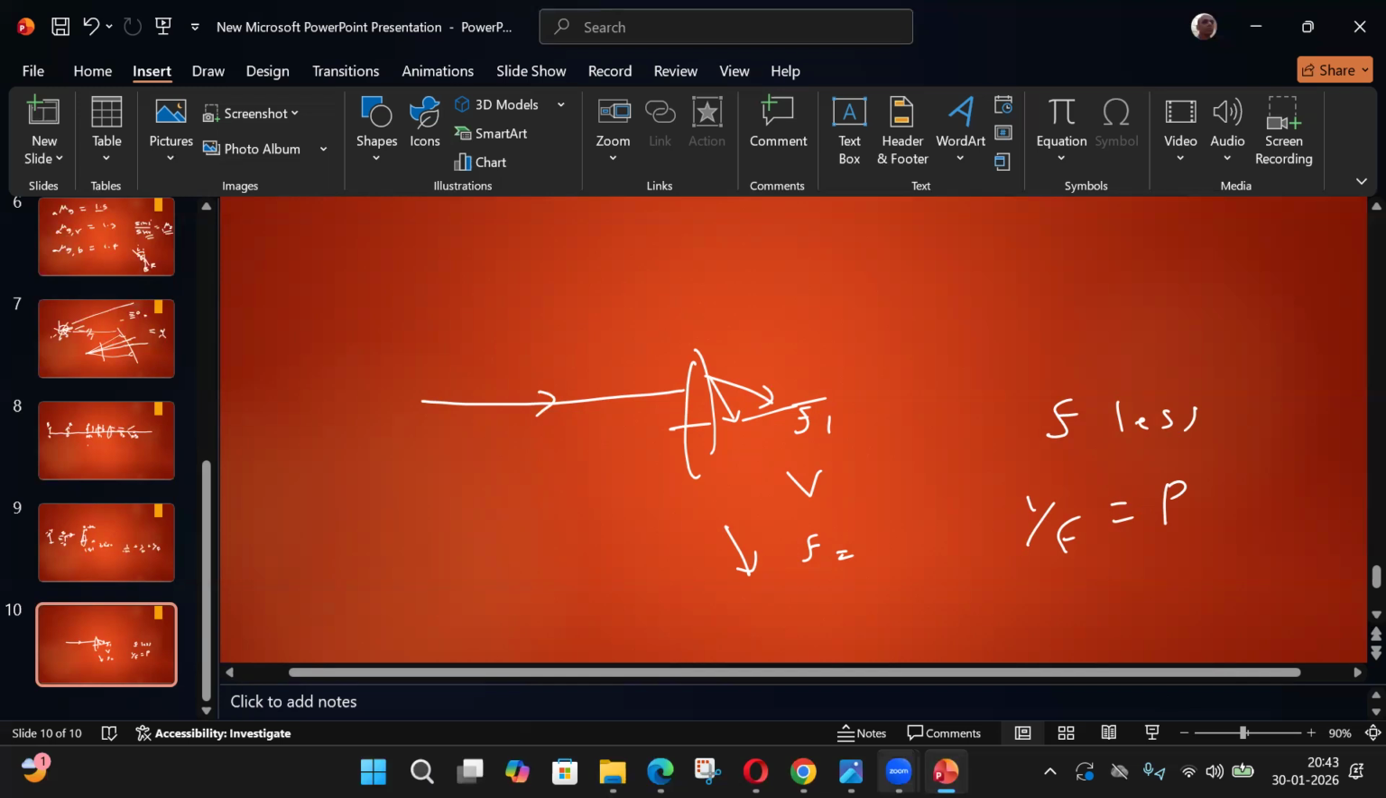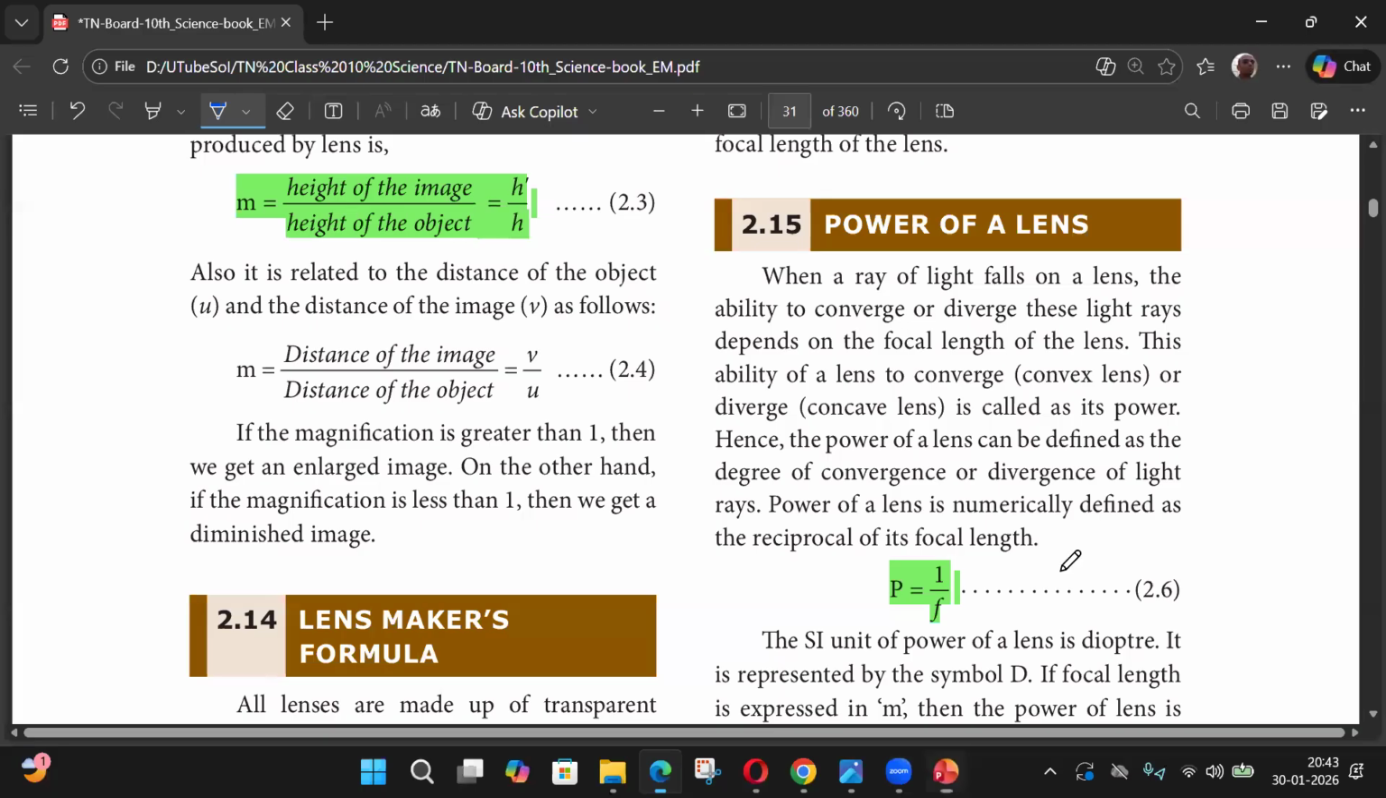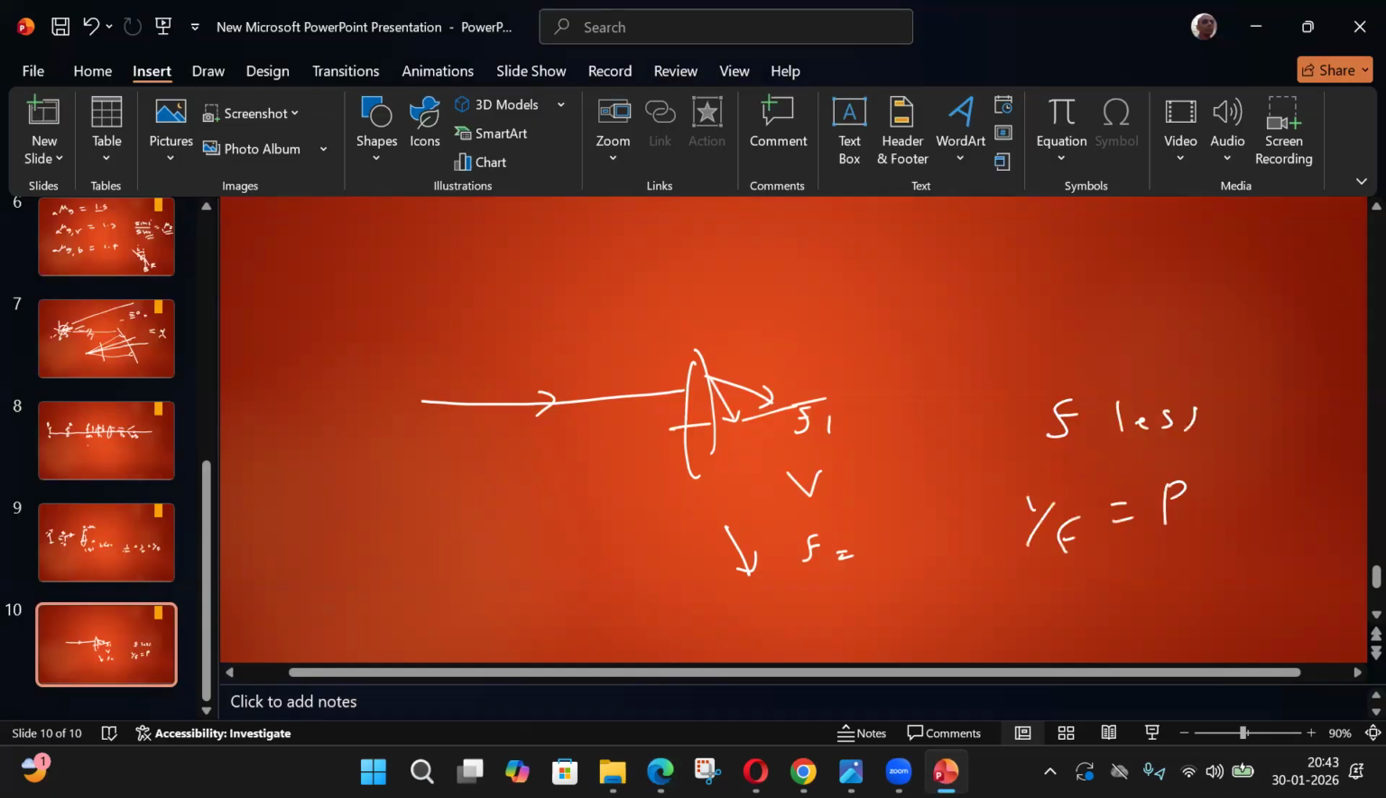So if f is small, it means power is more. That's how the reciprocal relation comes. Understood now? See, the job of the lens is to bend the light. So if the bending is like this, then it'll go and hit here, right? So this much is the focal length. If the bending is more, it'll go and hit here, so this is the focal length. So the length is different. What I'm saying is if f is less, it means power is more.